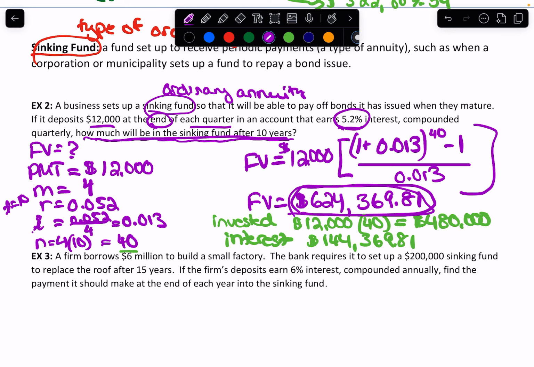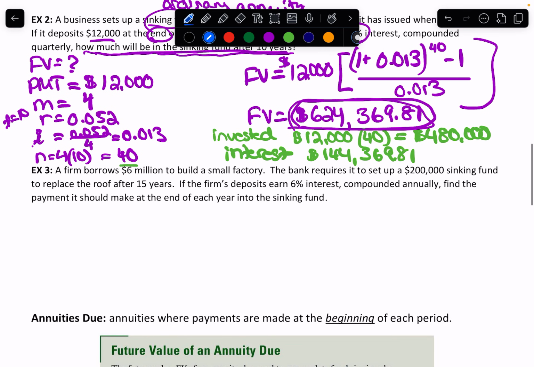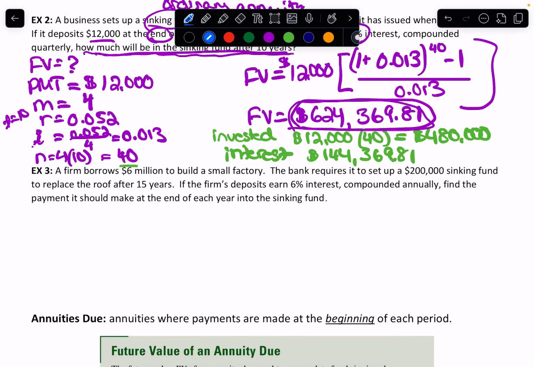Okay, next question is going to be, a firm borrows $6 million to build a small factory. The bank requires it to set up a $200,000 sinking fund to replace the roof after 15 years. If the firm's deposits earn 6% interest compounded annually, find the payment it should make at the end of each year into the sinking fund. So what is it asking right now? It is actually asking for the PMT value, the payment that is made at the end. And again, the words sinking fund mean that we have an ordinary annuity.